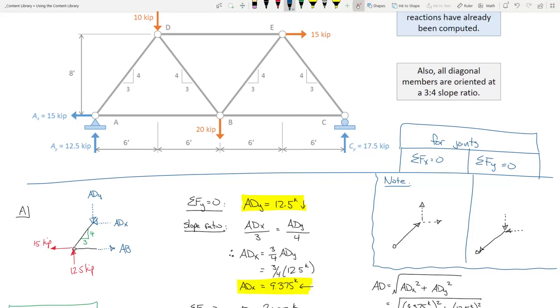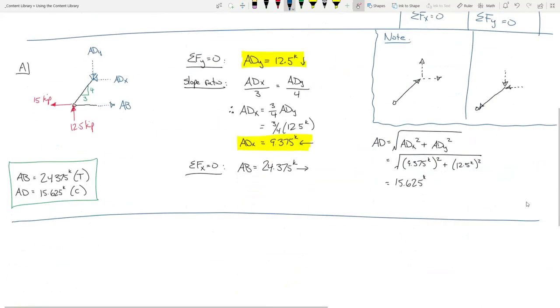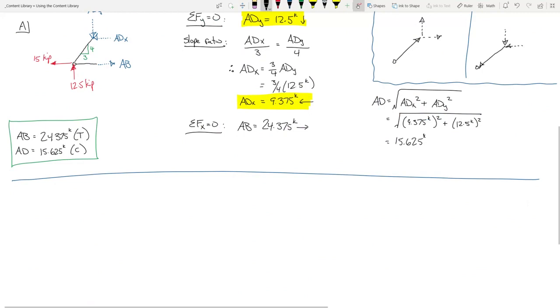Everybody good? Okay. So now we did joint A, so now let's do joint D. The first thing I want to do is draw the members that are framing into joint D. So here's joint D. Now the members: we've got a member like that, member like that, member like that.